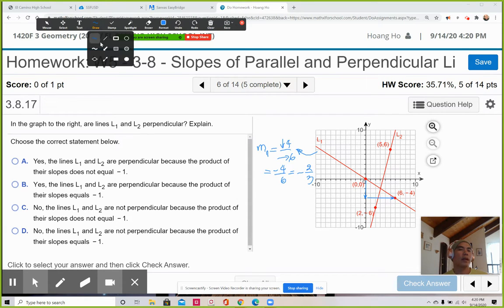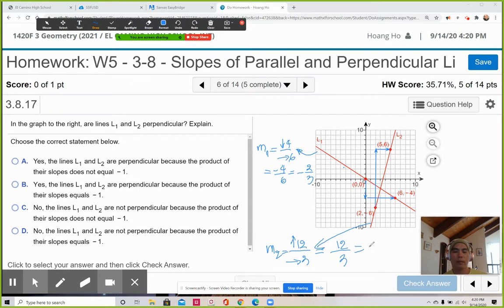All right. Now the second line, from this point, you have to go up and then go to the right side. Let's go up how many units? 6, 10, 12. So up 12. So line 2 right here, the slope is up 12 and then over 3 units, right side 3 units. So 12 over 3, which is 4. As you see, these two slopes are not opposite and reciprocal, or when you multiply them, the product is not negative 1. So the answer is no.